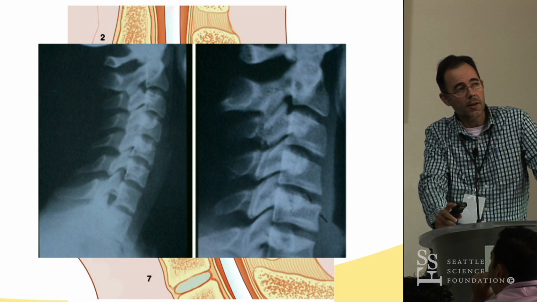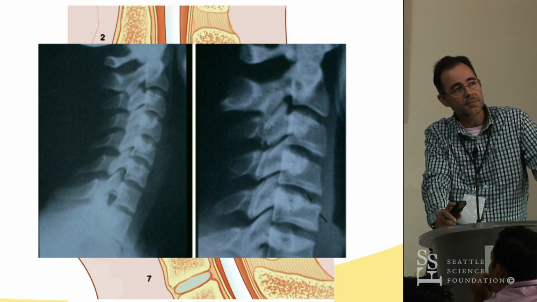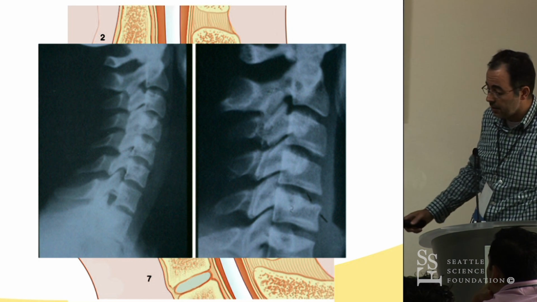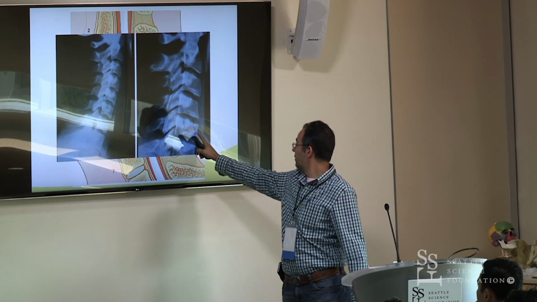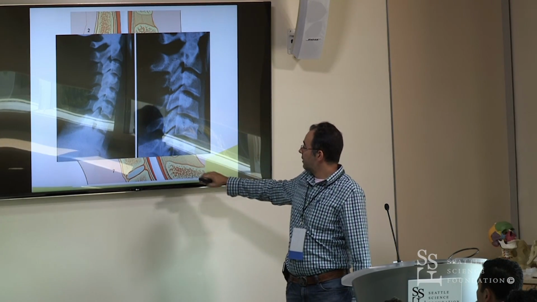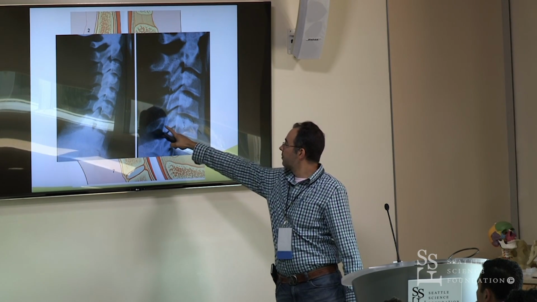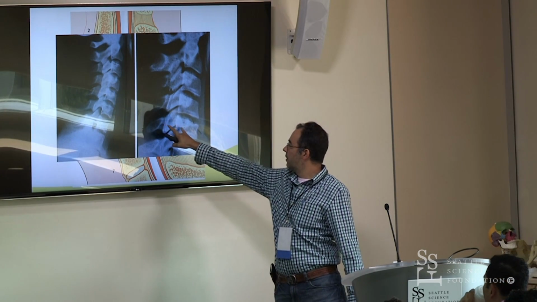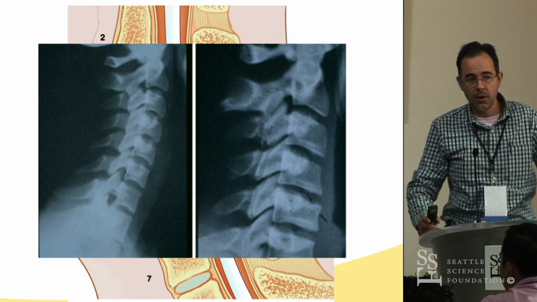So this is a radiograph. Who in the audience can tell me which one is stenotic, the one on the right or the one on the left? Yeah. So on the right, you can see that the vertebral body, going from here to here, is longer than this distance from here to here. So B, when it's shorter than A, that's a sign of stenosis.